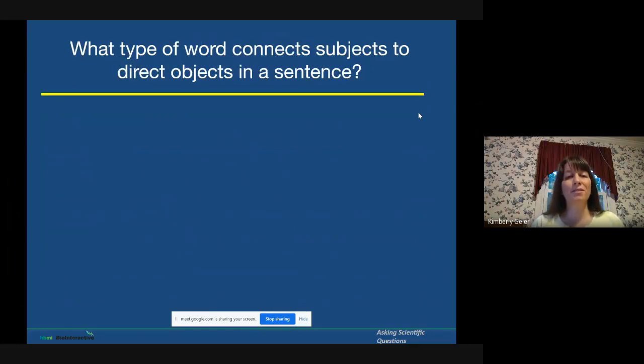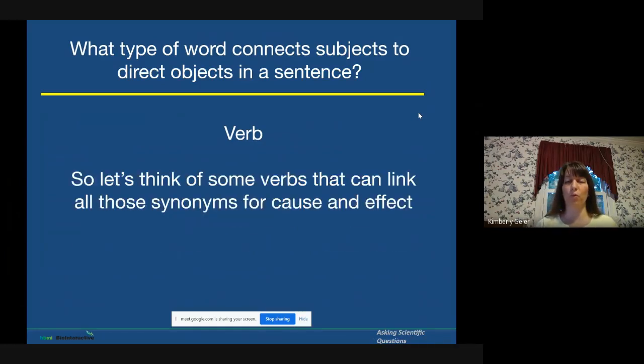So, if we're going to make a sentence, what type of word connects subjects to direct objects? This isn't that hard. We're looking for verbs. So, in case you were wondering what that middle column was for, we're now going to think of some verbs that can link all of those synonyms for cause and effect.